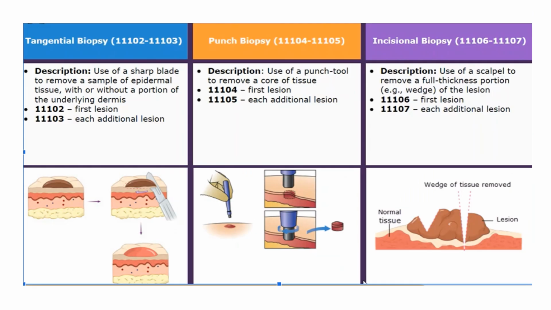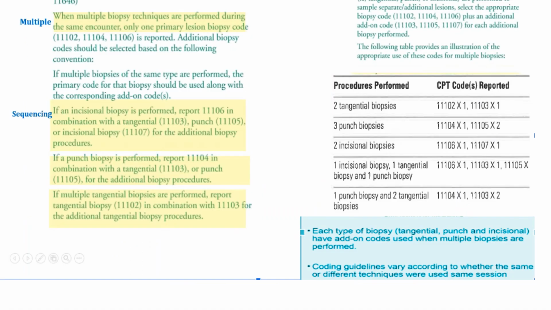Every biopsy has a primary code and an add-on code. The tangential biopsy has the primary code 11102, and 11103 is the add-on code for the tangential. For the punch biopsy you again have a primary code and an add-on code, and the incisional also has a primary code and an add-on code. These guidelines are in your book: whenever multiple biopsy techniques are performed during the same encounter, we report only one primary biopsy code, and then the additional biopsy codes should be selected.